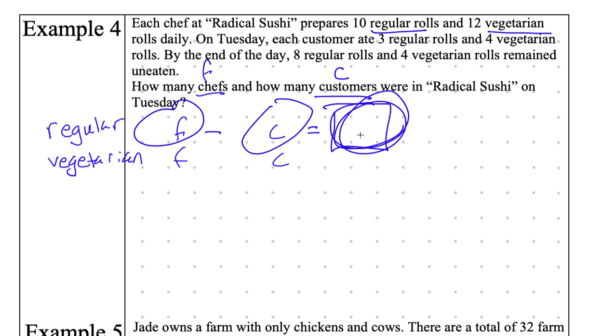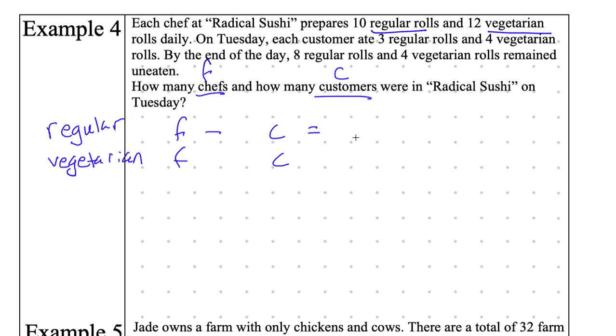Don't we know how many were not eaten already in the equation? Yeah, so how many regular rolls were uneaten? Go for it. 8. And how many vegetarian rolls were left uneaten, Charles? 4. But now we have to somehow combine these two equations and put some coefficients out here. We have a lot of numbers, 10, 12, 4, 3, that we haven't used. We've used the 4 and the 8. So we need to use the 10, 12, 3, and 4 as the coefficients for these two equations.